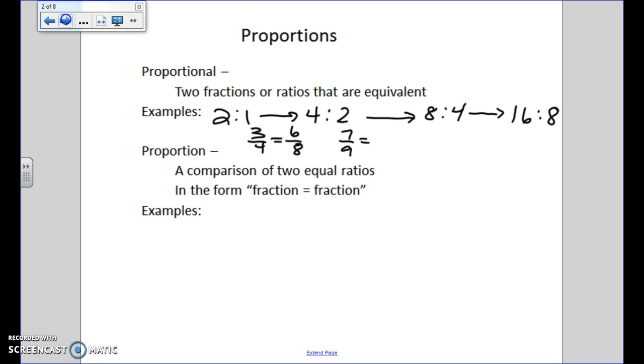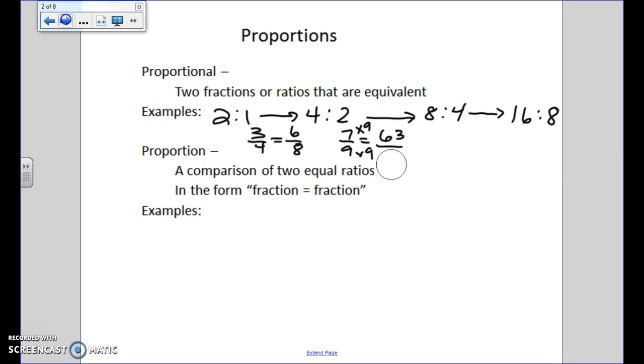7/9 is equivalent to 63/81. If I multiply them both by 9, I know that they will be equivalent. And that's kind of how we talked about some of the relationships that we did yesterday on our worksheet. Is we thought, okay, well, if the 7 changes to 63, then I know it multiplied by 9. If the 9 changes to 81, then I know I would multiply it by 9. Or if I didn't know what this was, I could multiply it by 9 to figure out what it was.